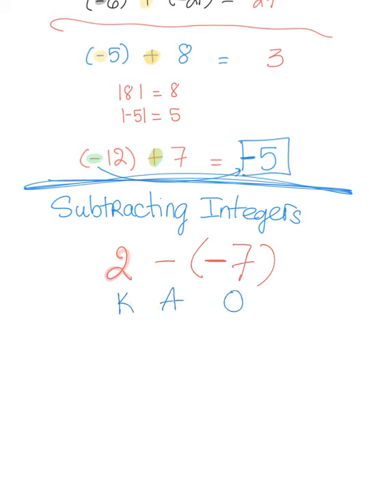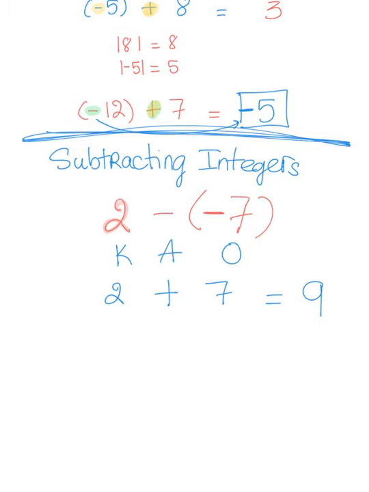K is keep the first number. Minus, I'm gonna change a subtraction to addition. And what is the opposite of -7? 7. So 2 add 7 is 9, because they are both same side.